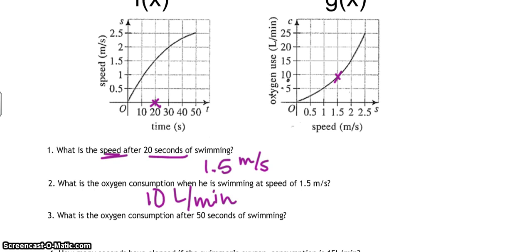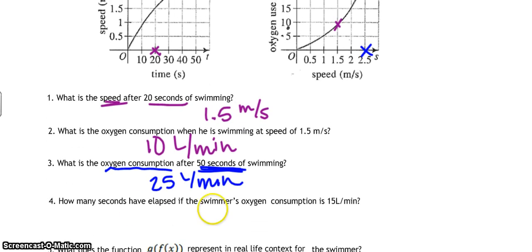What is the oxygen consumption after 50 seconds of swimming? Well, our input is seconds, so we're going to go to our x's, which are seconds, go to 50. Then we're going to find our speed. But I don't want to know the speed, I want to know oxygen consumption. Well, using the speed of 2.5, I can then jump to this graph, 2.5, and find my oxygen consumption was 25 liters per minute.